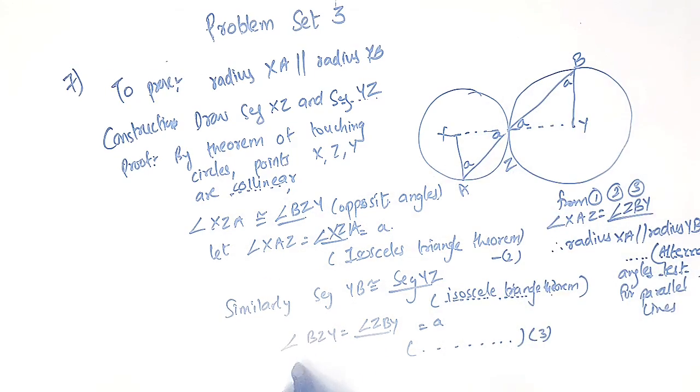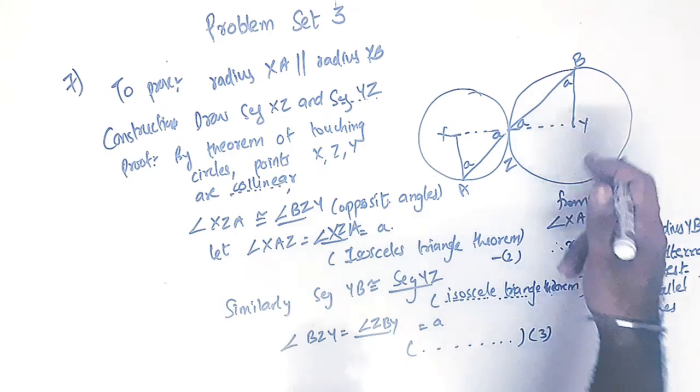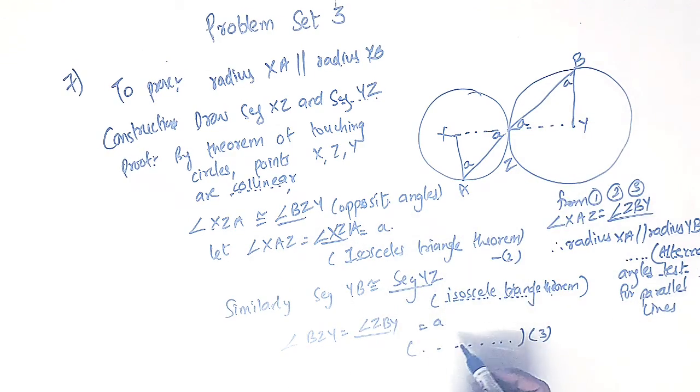Okay, so angle BZY equals angle ZBY equals A. So you can write here, this is what? This is also isosceles triangle theorem. Okay, so very easy, fill in the blanks. Okay, let us move on to the next question.